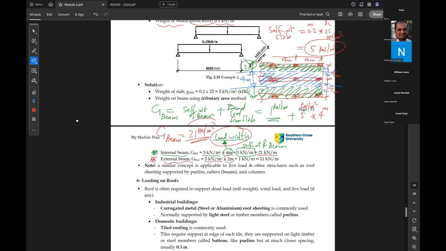For the external beam, what is the difference? The only difference is the load width. The load width for the edge beam is 2 meter only, but the own weight is still the same, so it is 11 kilonewton per meter. Just to have a question for you, what is the difference between column load and beam load from the two examples we had?